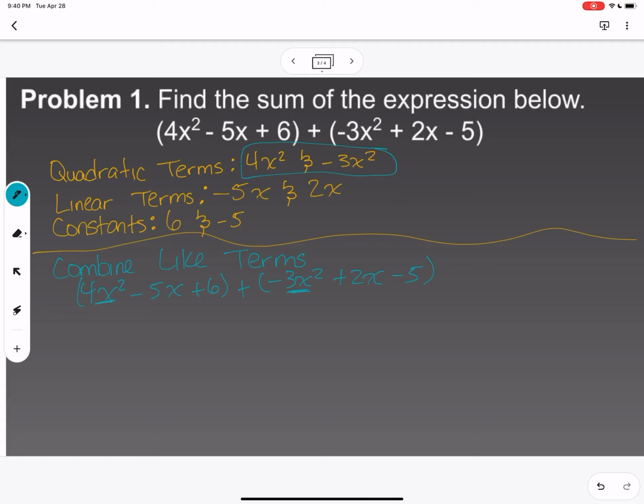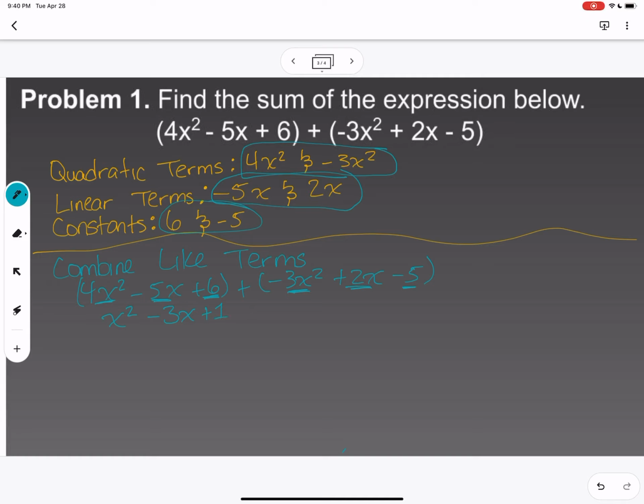And that gives me positive x squared, which is the same thing as 1x squared, because 4 plus negative 3 is positive 1. So we go on to our linear terms, negative 5x and positive 2x. We add them together and we get negative 3x, because negative 5 plus 2 gives me negative 3. And last but not least, our constants. 6 plus negative 5 gives me positive 1.